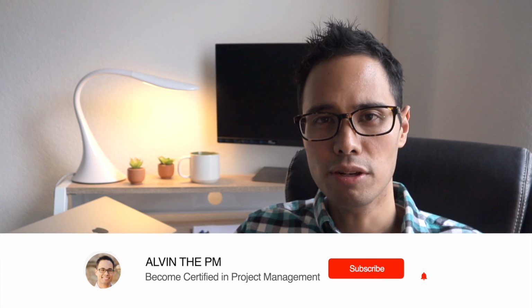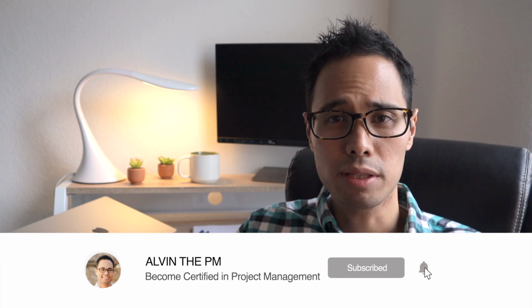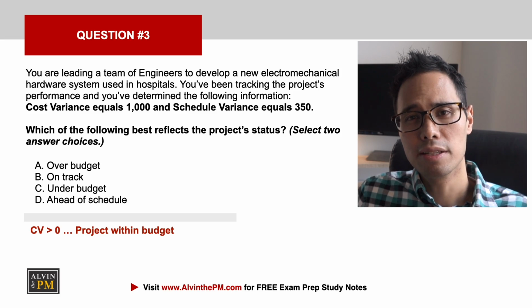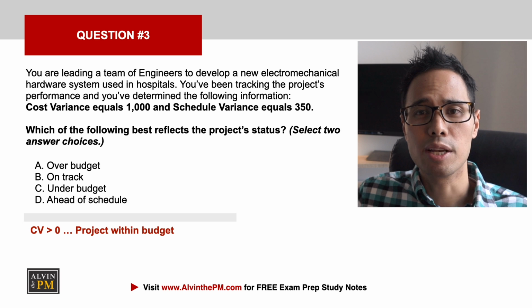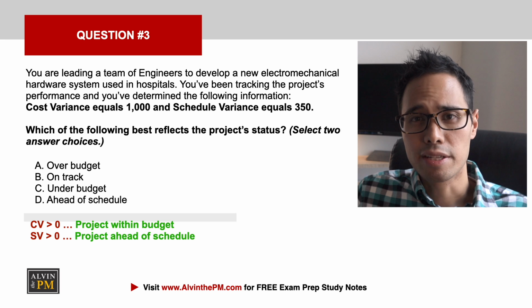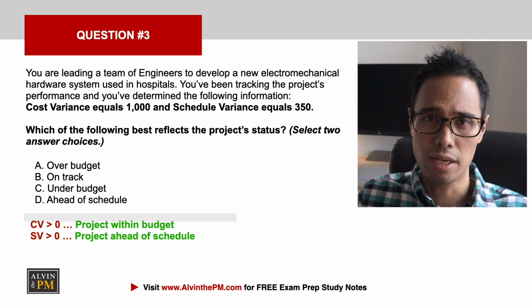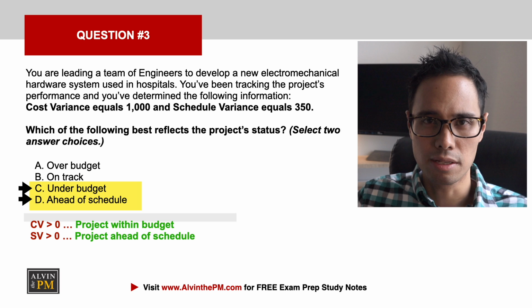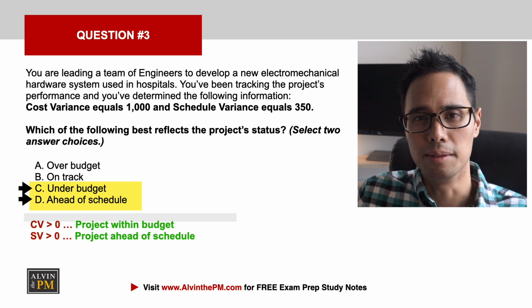Just like the previous question, you're being asked to interpret the values associated with both cost variance and schedule variance. In this question, cost variance is greater than 0, which means that your project is within and under budget. Similarly, your schedule variance is also larger than 0, which means that your project is ahead of schedule. So, out of all the answer choices, the only answers which best reflect this are choices C and D. Let's continue our practice with question 4.